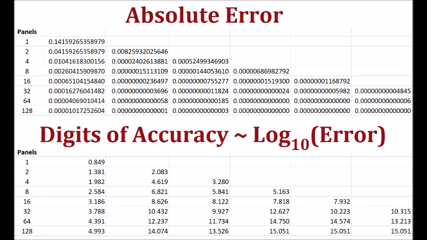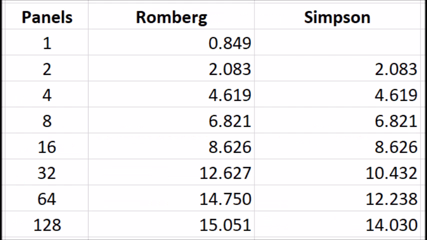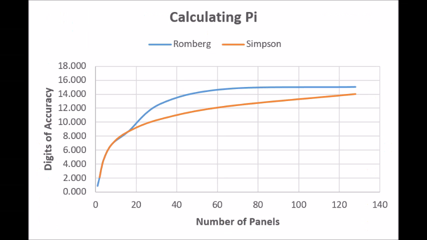As we've seen before, taking the base 10 logarithm of error gives us the number of digits of accuracy. Again, I have boxed in red the highest value in each row. Here is a side-by-side comparison of the two methods. Plotting the data looks like this. Romberg appears to outperform Simpson, but why does it flatten out?